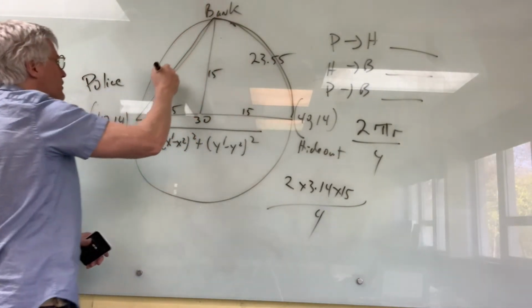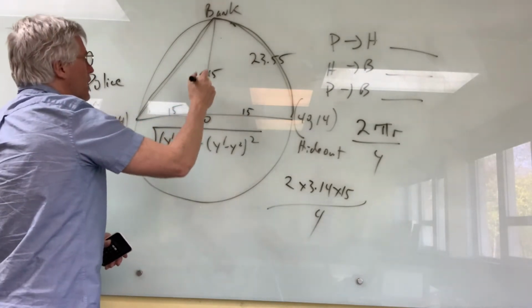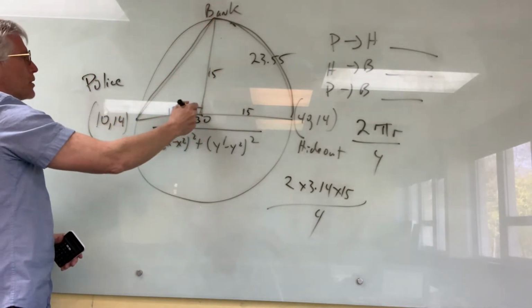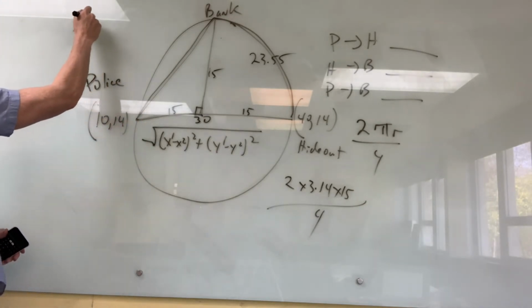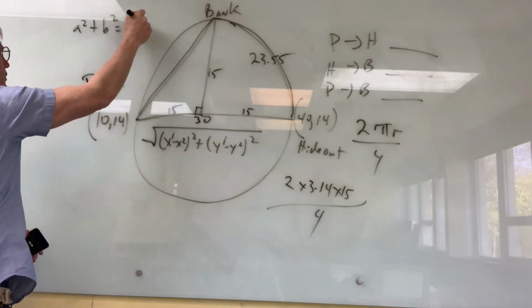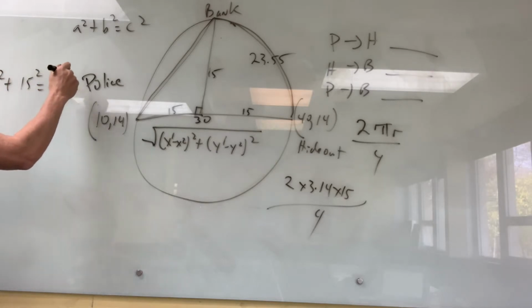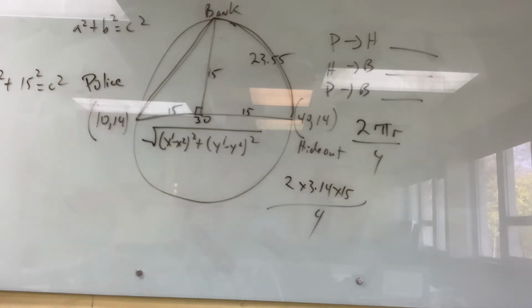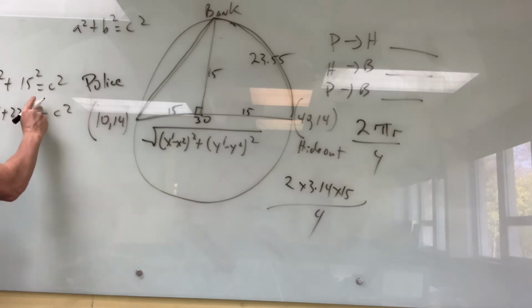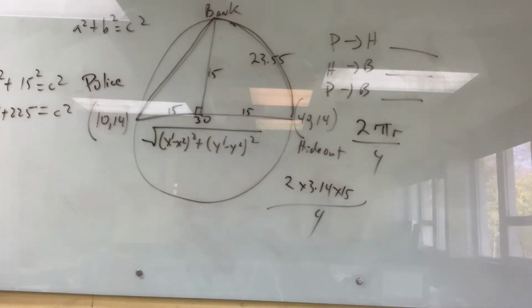So to find this last length here, if this is a right angle triangle, using this other formula, a squared plus b squared equals c squared. All right, so we take our 15 and we square it, plus 15 squared will give us our c squared. 15 squared is 225, plus 225, which will give us 450.